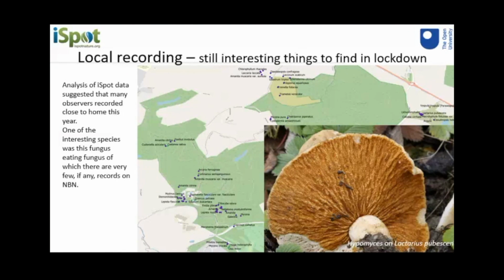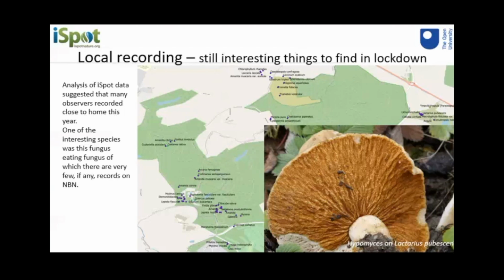This species here is a fungus-eating fungus. We don't have many fungi today. You're looking at the underside of a mushroom here, and instead of gills, you can't really see, but there are tiny little dots, and those are the ends of the fruiting bodies of this Hypomyces mushroom, a species of fungus which is eating the Lactarius fungus. This was extremely common in one of the sites. There were hundreds of fruiting bodies affected by this fungus, which was eating the other one.